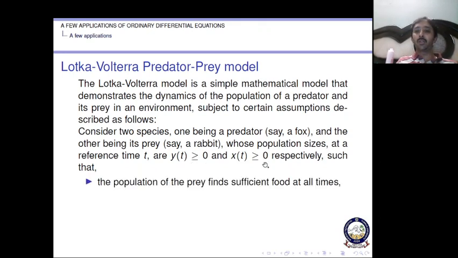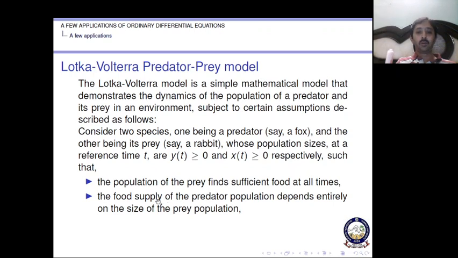Now the assumptions that we are going to make are as follows. The first assumption is that the population of the prey finds sufficient food at all times. That means the rabbits have enough food to survive for any time whatsoever. The food supply of the predator population depends entirely on the size of the prey population. This means that foxes eat only rabbits. This is a very important assumption that we are making.